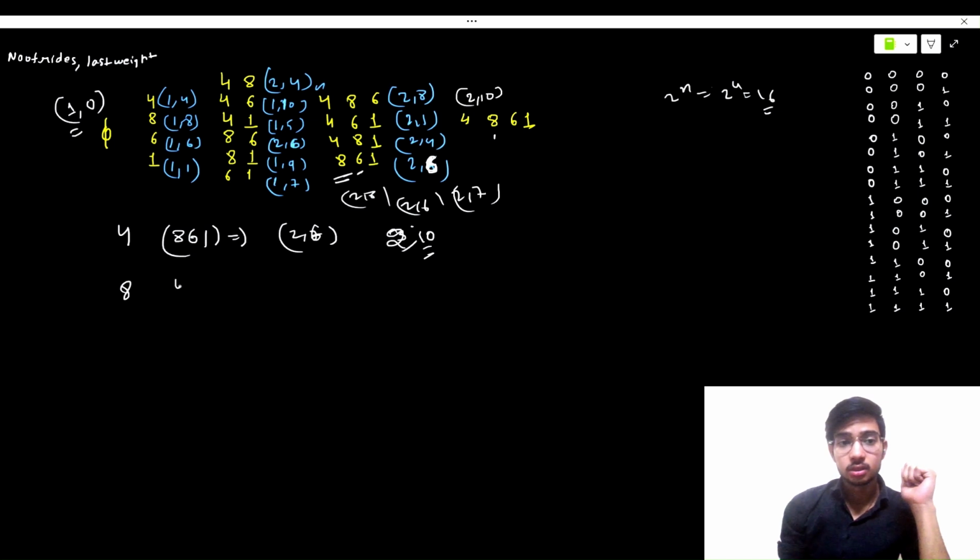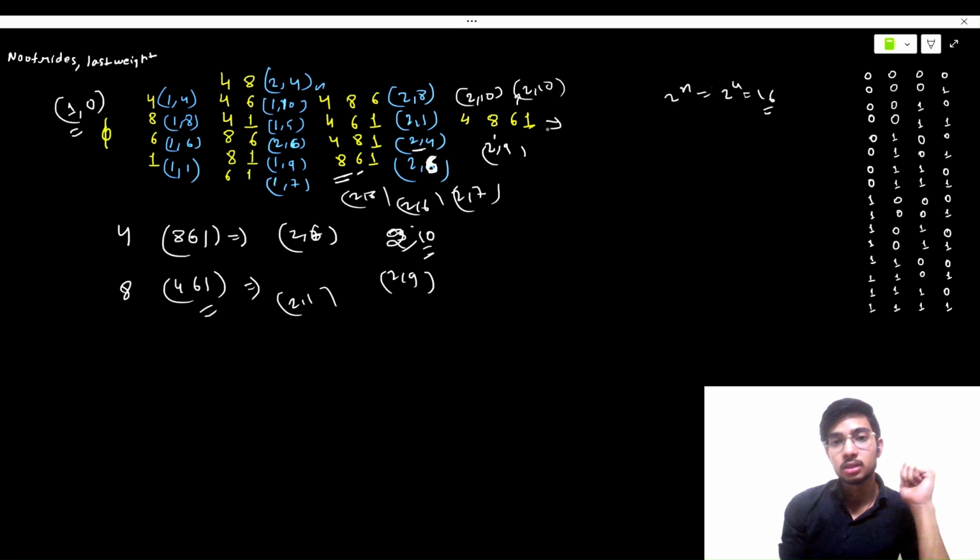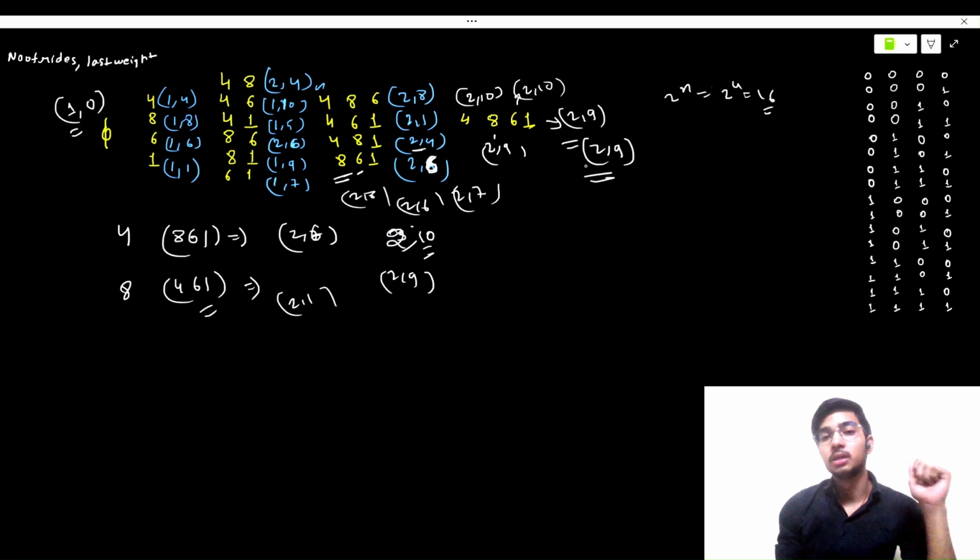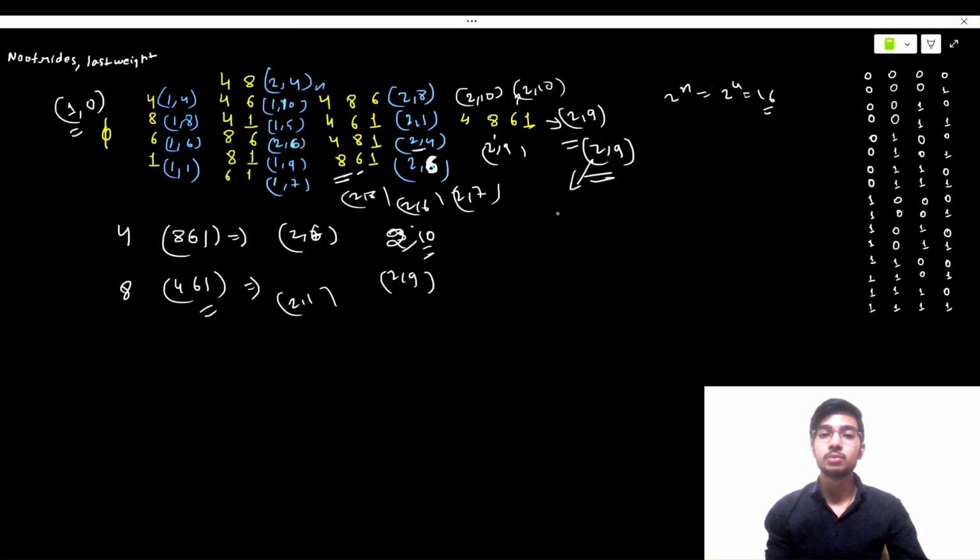In the case of 8, it depends on 4, 6, 1, which is the previous state. 4, 6, 1, 2, 1. Can you process 2, 9? And 4, 6, 4, 8, 1 would be the previous state, which is 2, 4. You can process it, 2, 10. And in this case, 4, 8, 6 would be 2, 9. So among those, 2, 9 will be the minimum, and our answer is going to be 2. That is the number of rights, right? So 2 will be our answer.